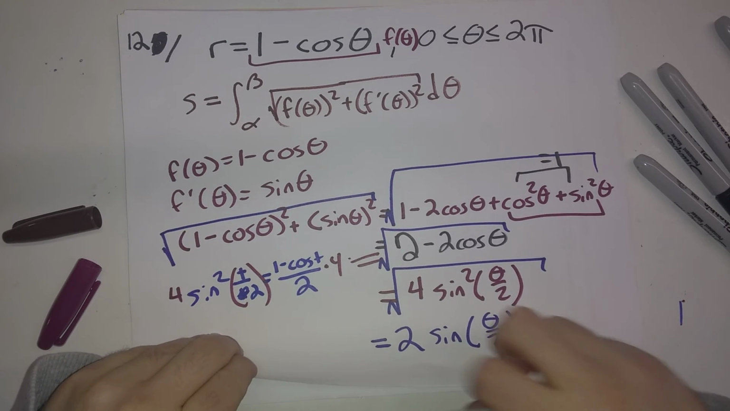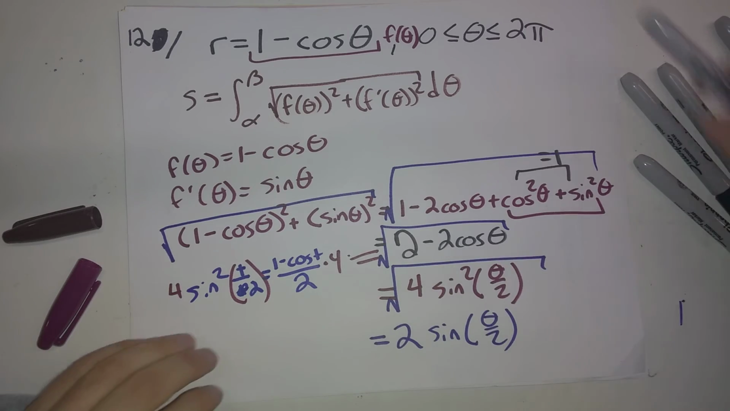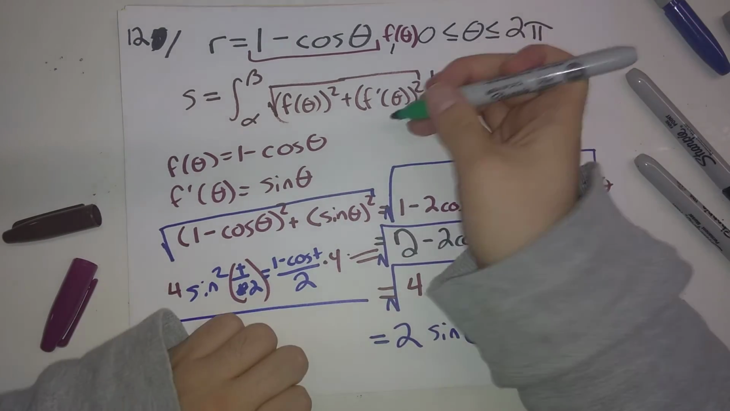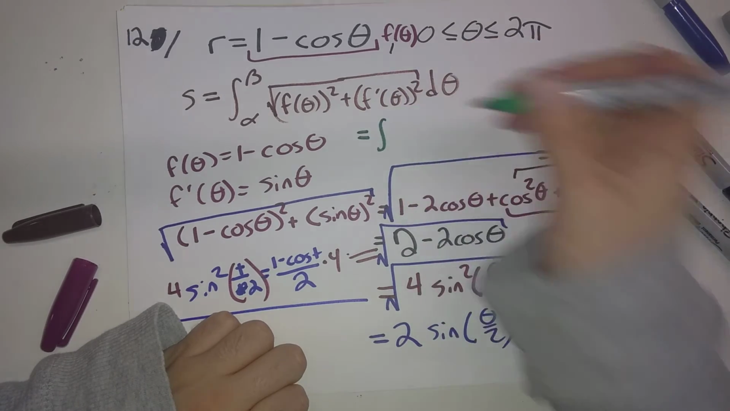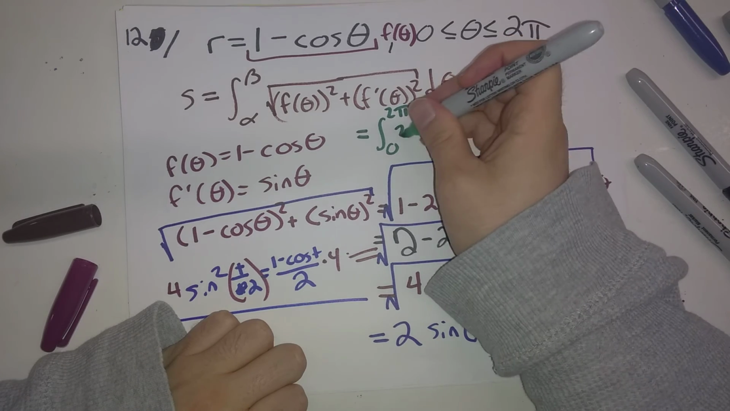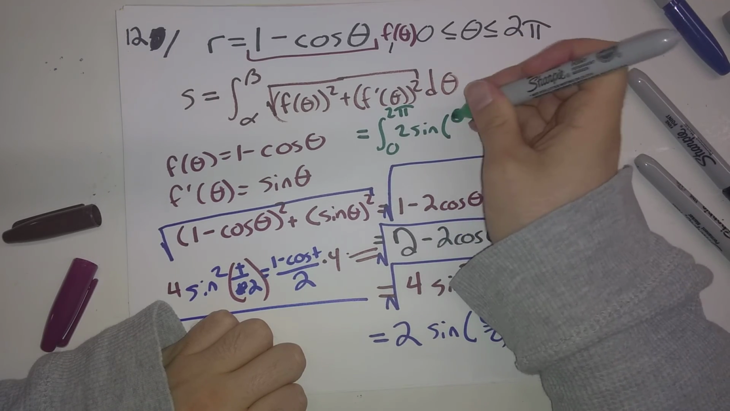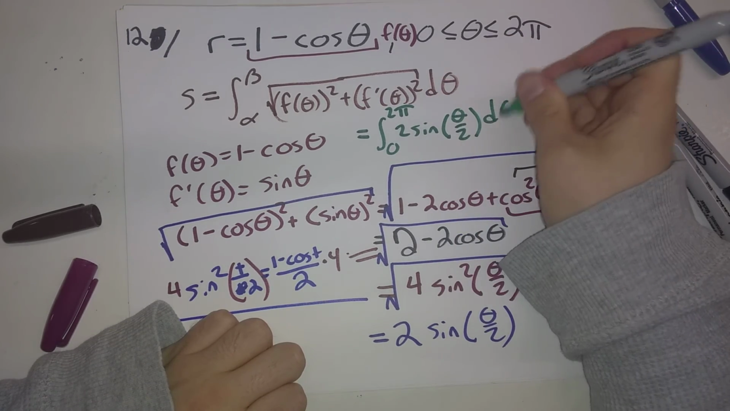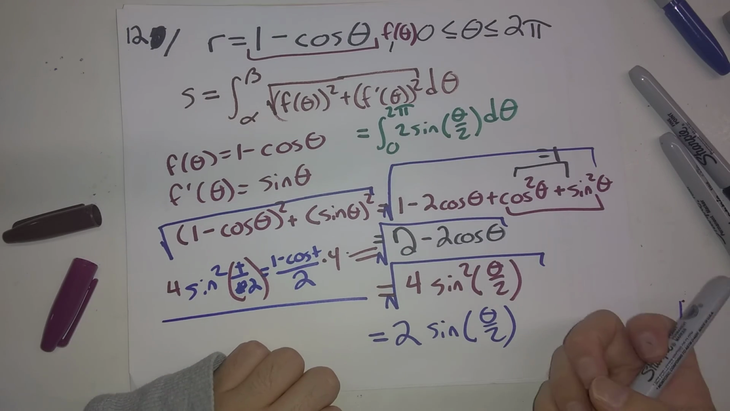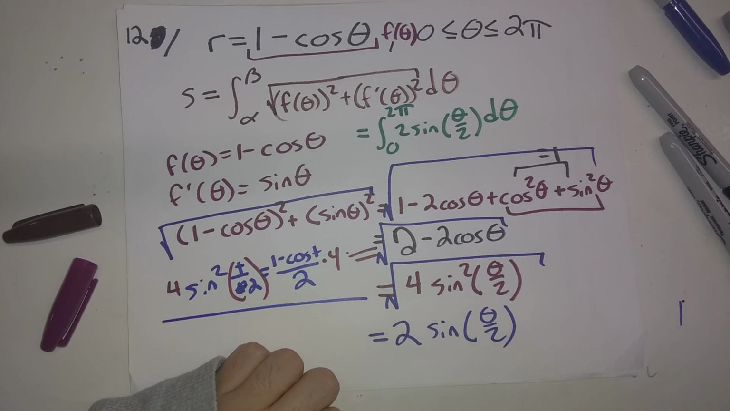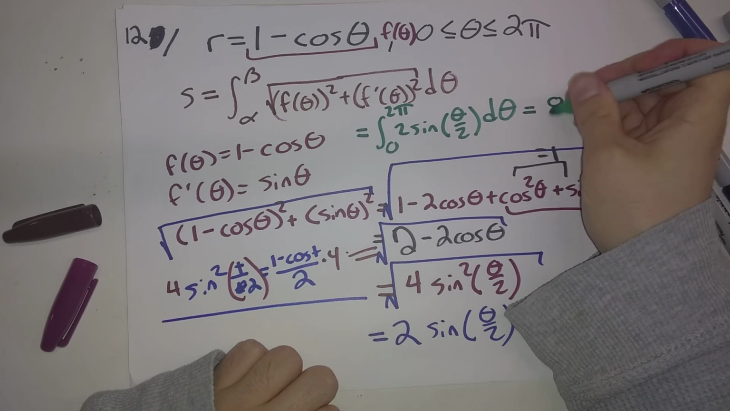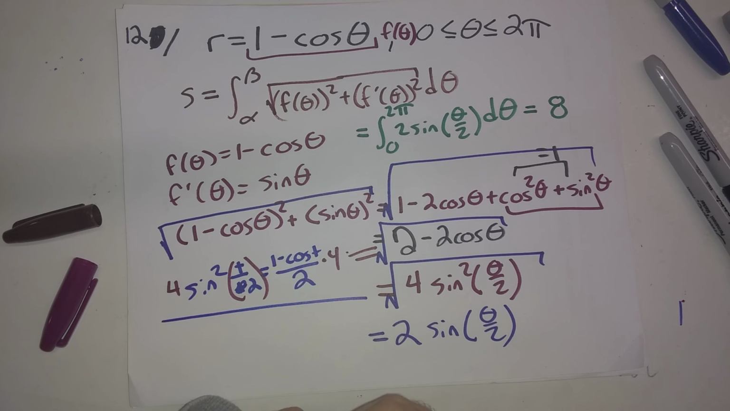So we are just merely left with the integral from 0 to 2 pi of 2 sine of theta over 2 d theta. You can do a very easy substitution there: u is equal to theta over 2 to make this work. The final answer is 8.